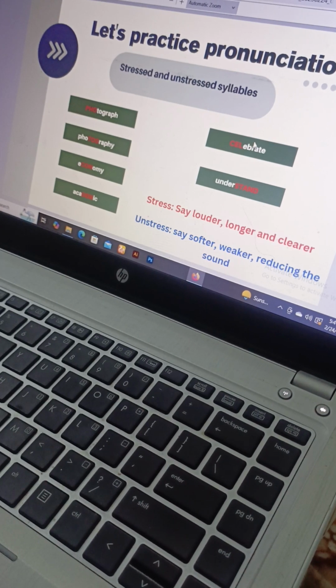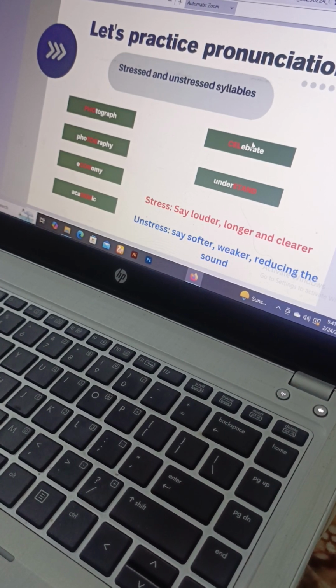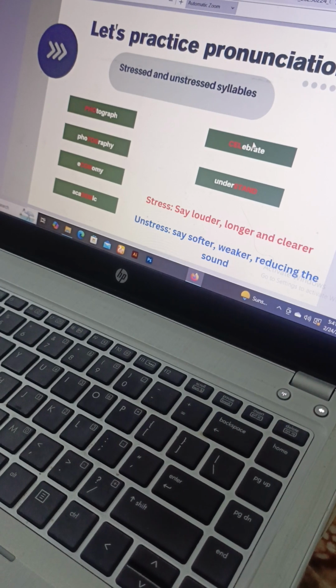तो automatically वैसे, when you stress on some sounds in one word, and the other sounds you don't stress on, you can clearly see the difference, how stress and unstress works. So let's talk about these stressed and unstressed syllables.